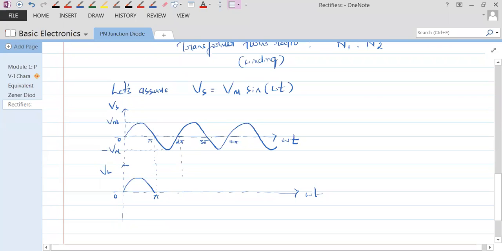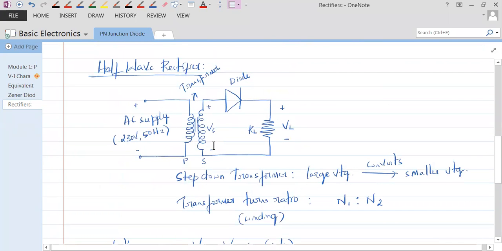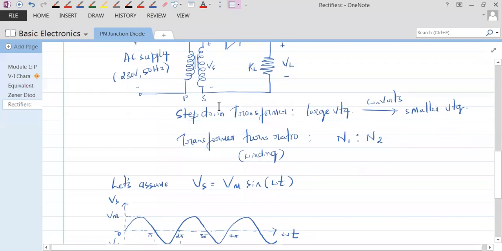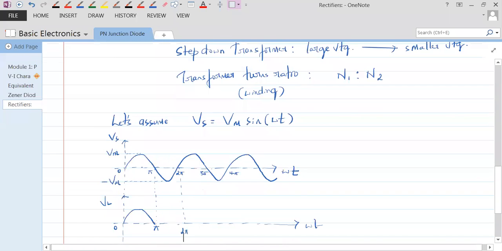Okay, now comes this negative cycle, pi to 2 pi. And when it is negative cycle, what would happen to the polarities here? The negative would come to the top and the positive polarity would come to the bottom. So what would happen to the diode for the negative cycle then? Reverse bias. The diode would be in reverse bias. Okay, in reverse bias, what is the forward current? 0. So what would happen? It would look like this. It does not conduct.